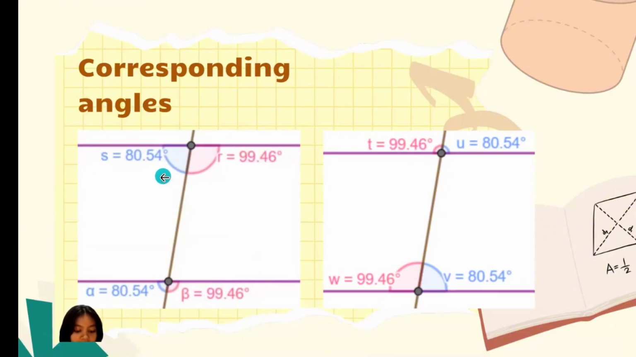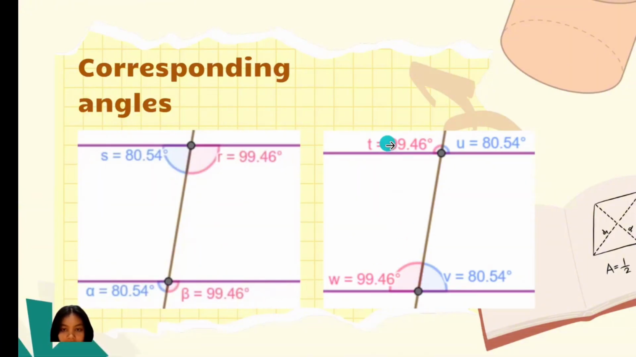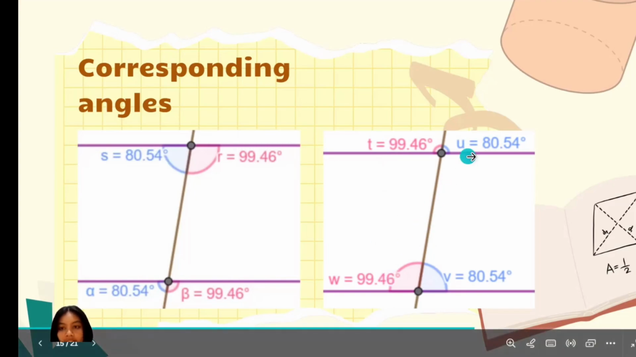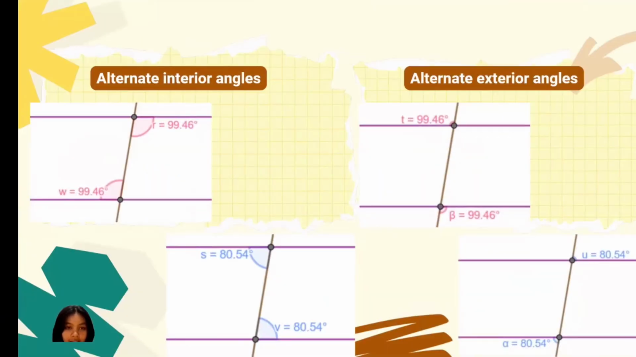In this figure, angle S is corresponding to angle alpha. Angle R is corresponding to angle beta. Meanwhile, in this figure, angle T is corresponding to angle W, and angle U is corresponding with angle phi. Second is alternate interior angles and alternate exterior angles. First is alternate interior angles.